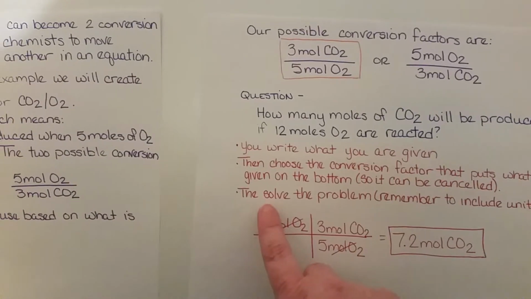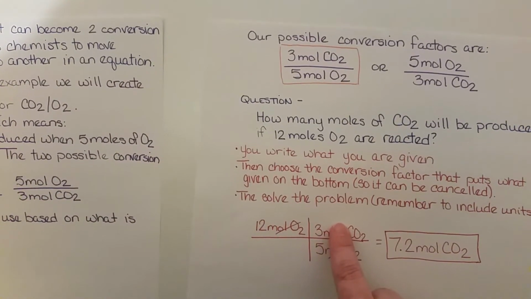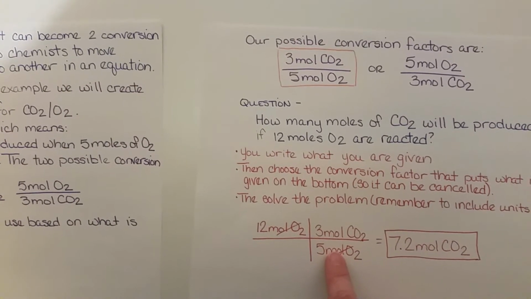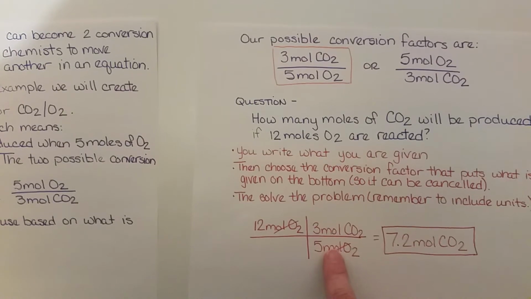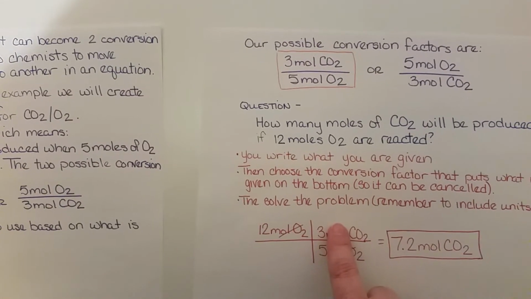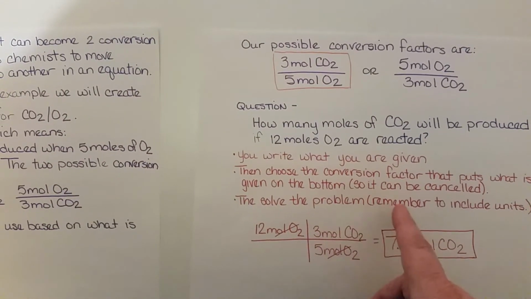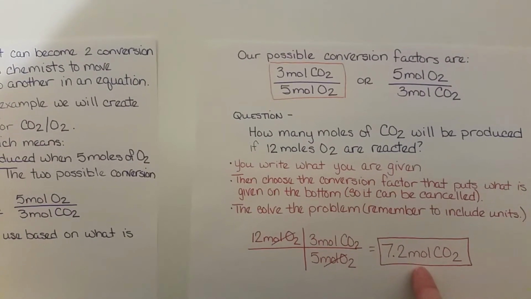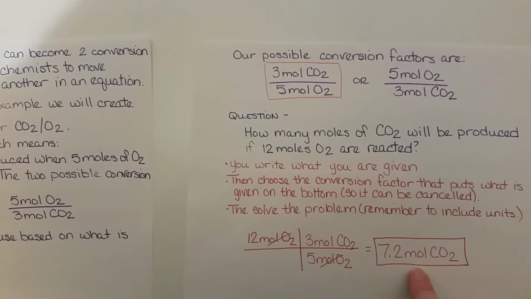So in this case, it would be 12 times 3 divided by 5. I suggest you remember to hit the equal key. So 12 times 3 equals, divided by 5. And your answer comes out to be 7.2 moles of CO2.